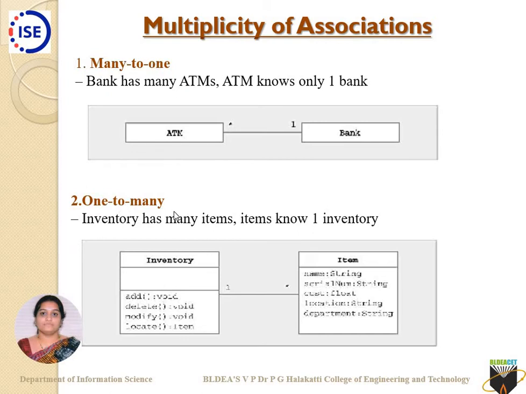One more example, one to many. Always read the association between the classes from left hand side to right hand side. Here it is inventory and here it is item, one to many. That means an inventory can have many items, but an item knows only one inventory. All the items can stay in one inventory, whereas an inventory can have many items. So this is one to many as a relationship.